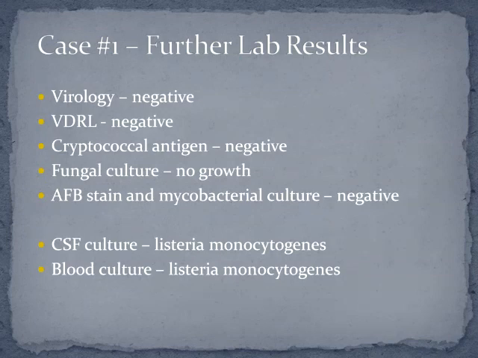So the next day, some of the other lab results started to trickle in. His virology was negative, VDRL was negative, cryptococcal antigen negative, fungal culture negative. AFB stain took a bit longer, but negative. And then he ended up having a positive CSF culture, which grew listeria. And then subsequently also the blood cultures grew listeria as well.